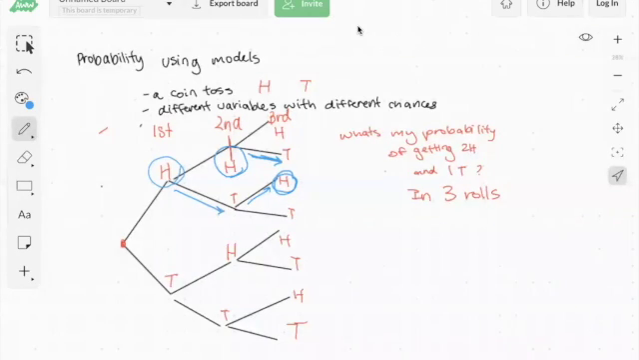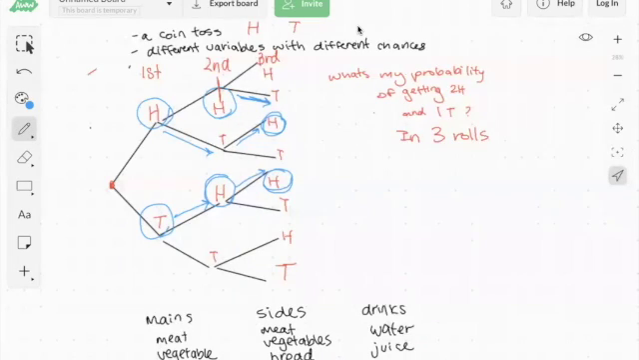If our first roll is a tails, however, we have to get 2 heads in a row in order to get 2 heads. So our only option, if our first roll is a tails, is that we go heads, and then our third roll is a heads. None of these other options will work because they don't apply to the question.